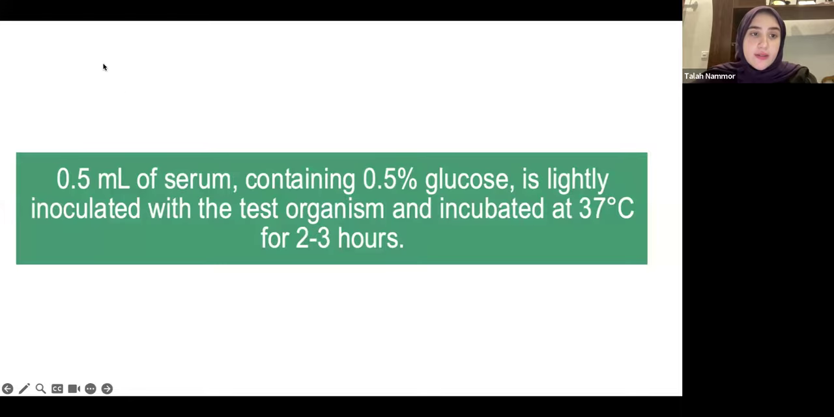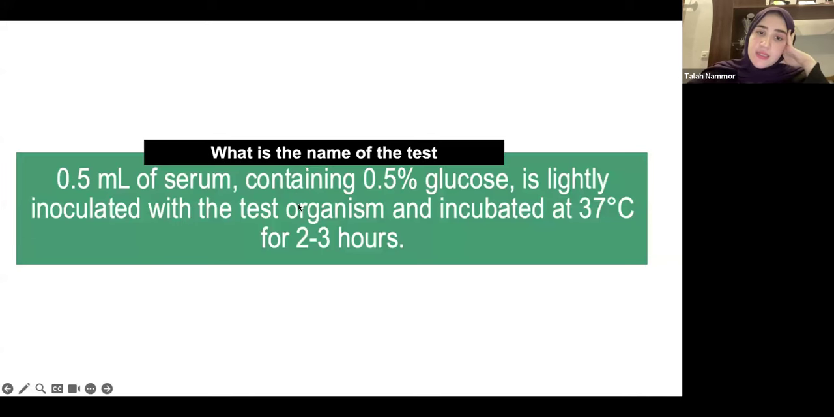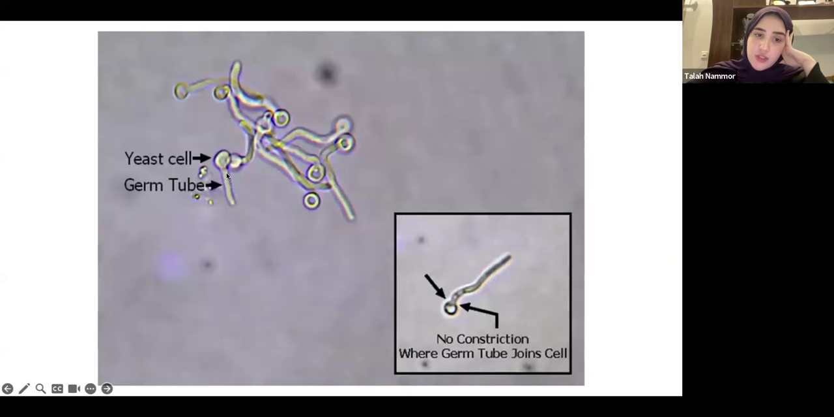Now, what's the name of this test that we use to further check and know it's Candida? We take it, we apply 0.5 milliliter of serum that has glucose, and then we keep it in the incubator for a couple of hours and see. What is the test called? Germ tube test, exactly. So we are going to see if we're going to have these germ tubes that will grow after adding the serum to it. Okay? This is a confirmatory test for Candida.